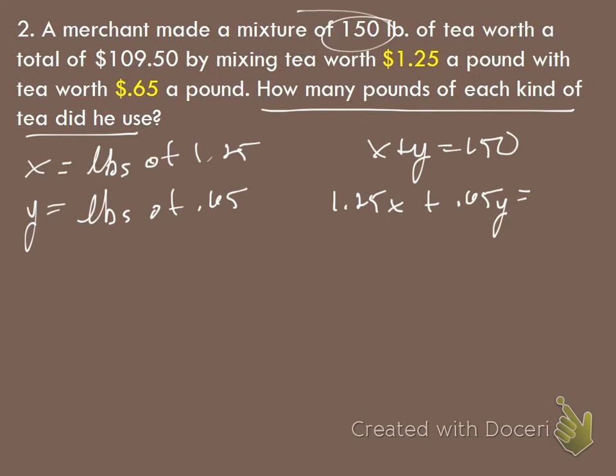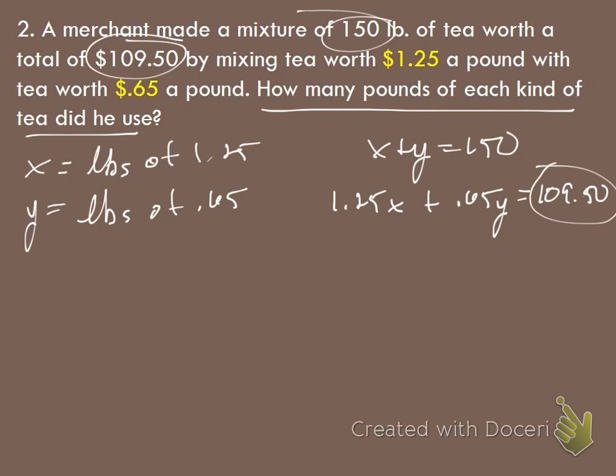Now, in the mixture problem before, I would have taken the 150 and multiplied it by its price per pound, right? Because that's what I've done with every other amount. The problem is the $109.50 is not a price per pound. It's just a total price. So it's almost like I've already multiplied the 150 times something. So I just got to put 109.50 in here.